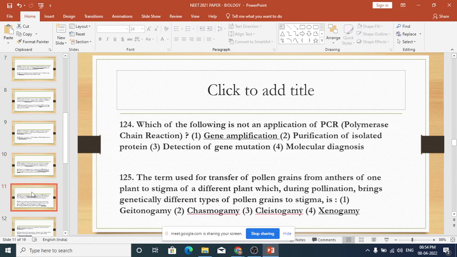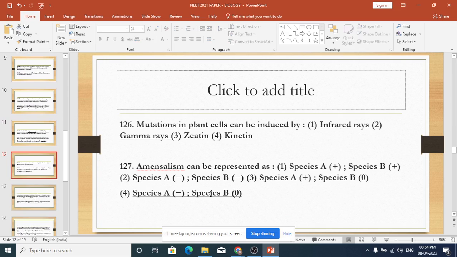Mutations in plant cells can be induced by infrared rays, gamma rays, zeatin, kinetin. So the answer is gamma rays. Maybe this is 12th standard, I do not know. Okay. Then, amensalism can be represented as species A plus. The answer is species A minus and species B zero. This may be 12th. Is it 12th? Yes, sir. Okay.